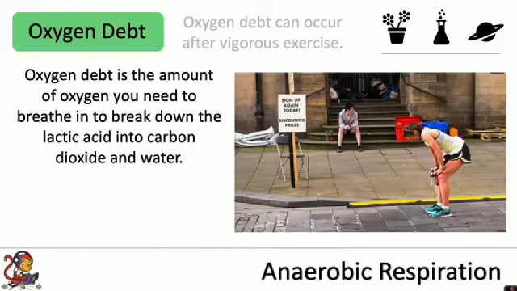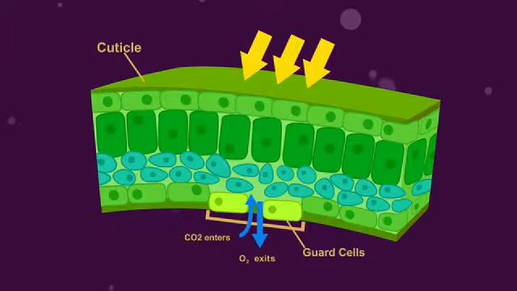Plants get their oxygen from the air through the stomata. Do you remember how photosynthesis works? Compare these two equations.